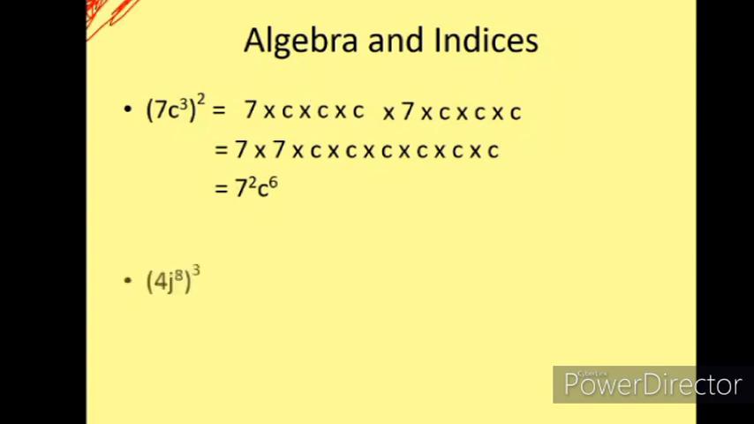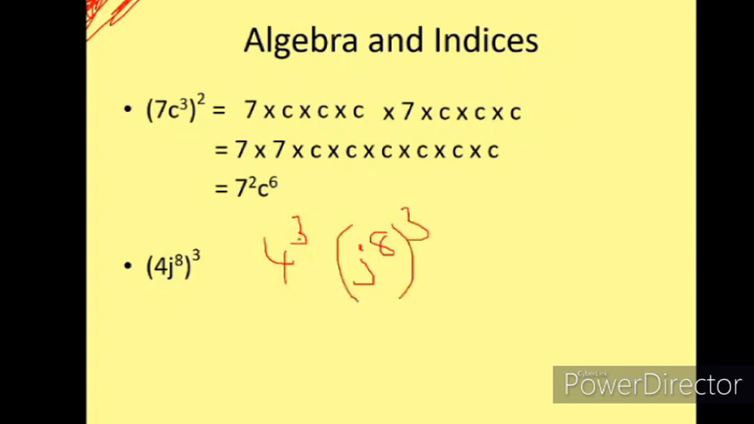Okay. Right, 4j to the power of 8, all of it cubed. Now what I like to think about this one here is it's actually 4 cubed, which is my first bit, and then it's j to the power of 8 cubed. Okay. Now 4 cubed I can work out, or I can just leave it as 4 cubed. j to the power of 8 cubed, obviously I've got to do 8 times 3, which is j to the power 24.